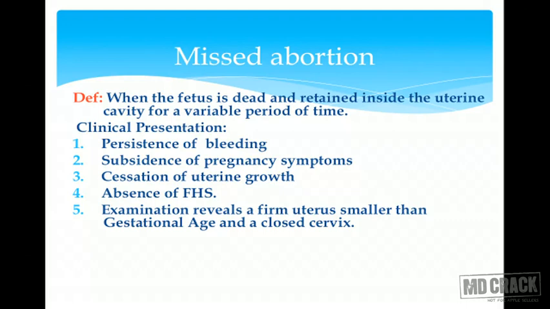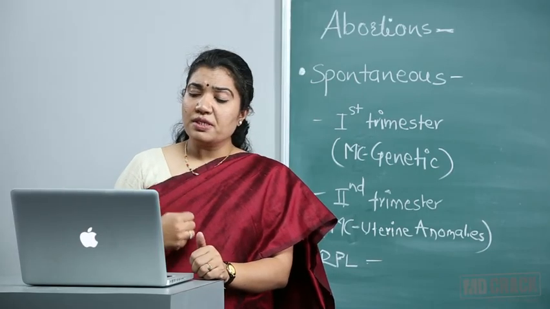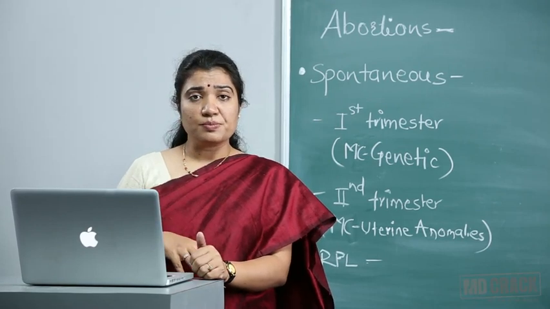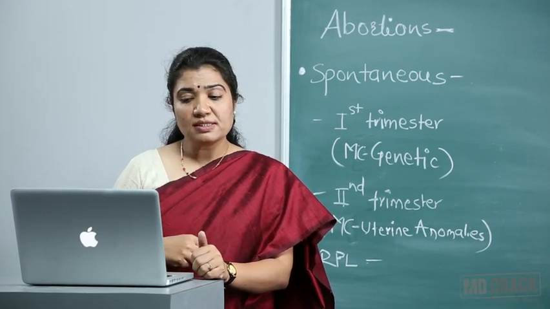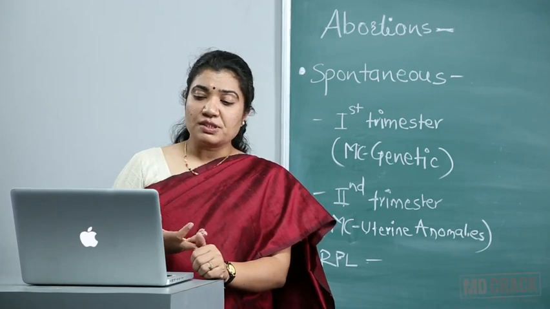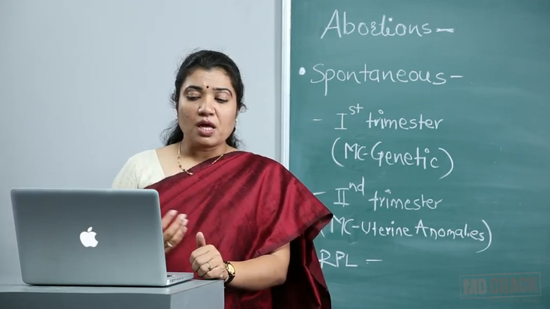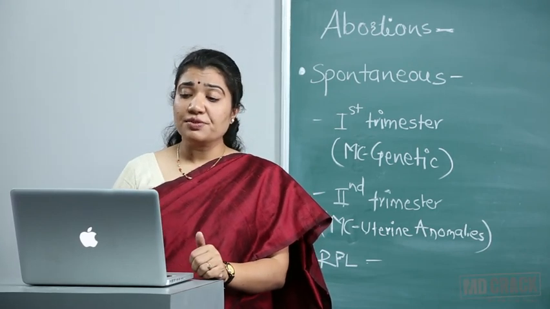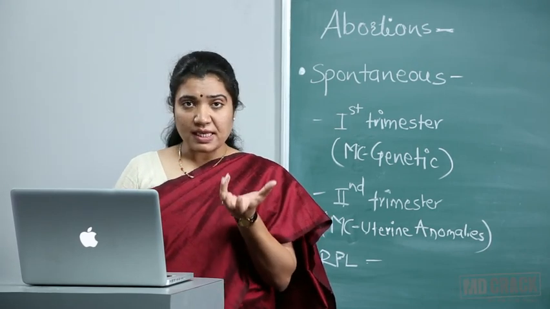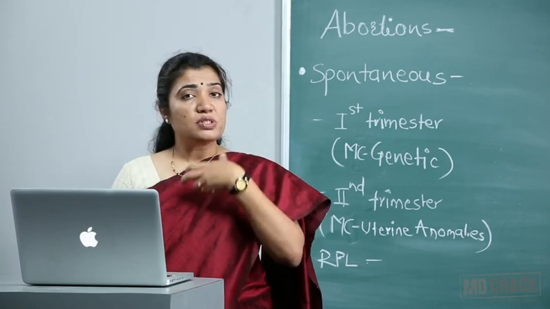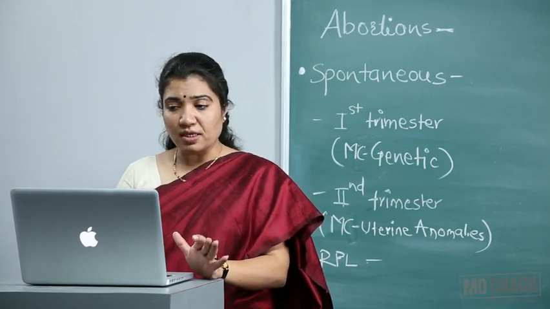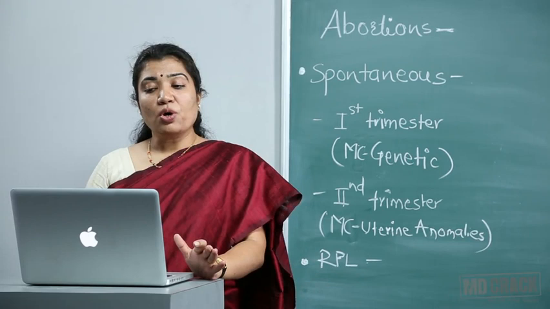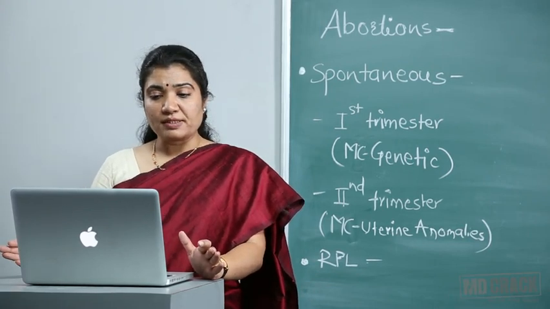Clinical presentation can be persistent dark color bleeding, or maybe there is subsidence of pregnancy symptoms. The growth just ceases, with absent FHS depending on the gestational age. Examination reveals a firm uterus which is smaller than gestational age and the cervix is closed. It means the fetus has died inside, but the process of expulsion has not yet started. But eventually they all will be expelled out spontaneously.